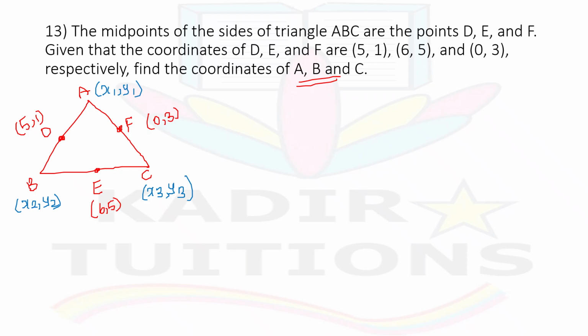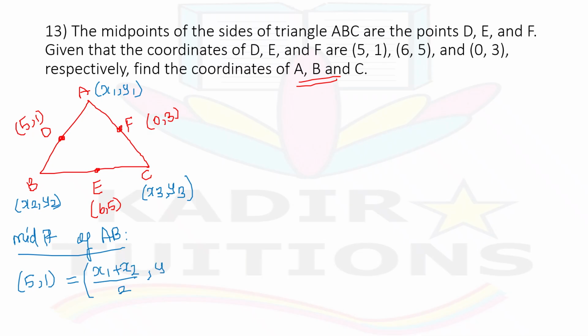For that, we need to know the midpoint formula, right? Yes. So first we will take the midpoint of AB. So what is the midpoint of AB? It is D. So D coordinates, you can write as 5, 1, which is equal to the average of X as well as the average of Y. So I can write it as (x1 plus x2) by 2 and (y1 plus y2) by 2. So now you can equate X and Y coordinates separately. So what we will be getting? x1 plus x2. This 2 you can move to the other side. So 5 multiplied by 2 is 10. So this is your first equation.